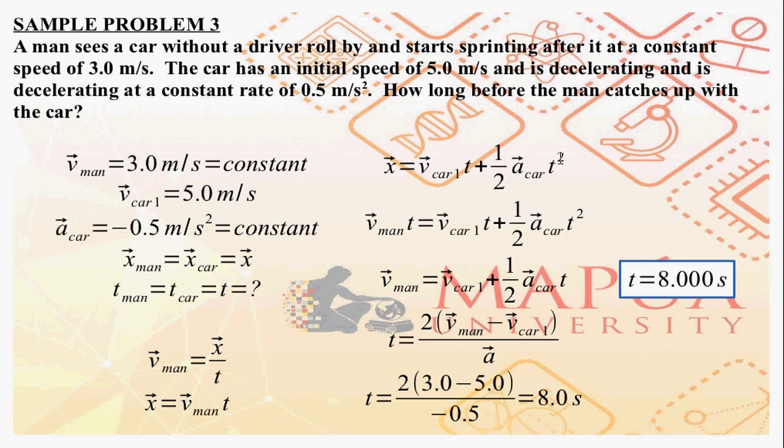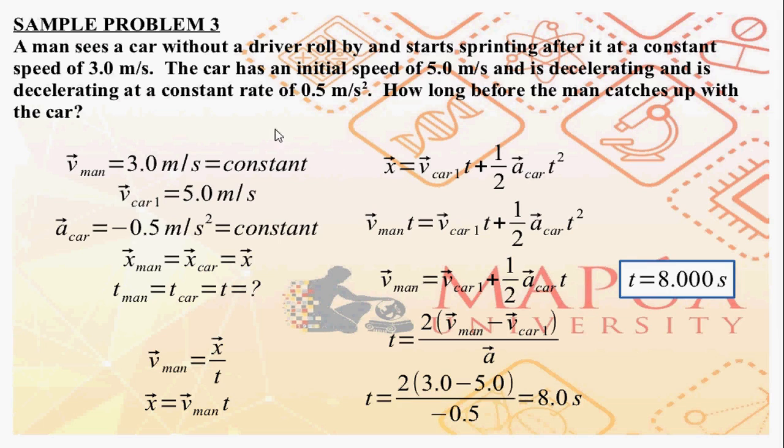We can unite our two analyses using x. So, V man t is just equal to V car 1 t plus 1/2 A car t squared. We can cancel out t, which will give you V man is equal to V car 1 plus 1/2 A car t. No t squared. So, if you divide by t squared, it will give you t.